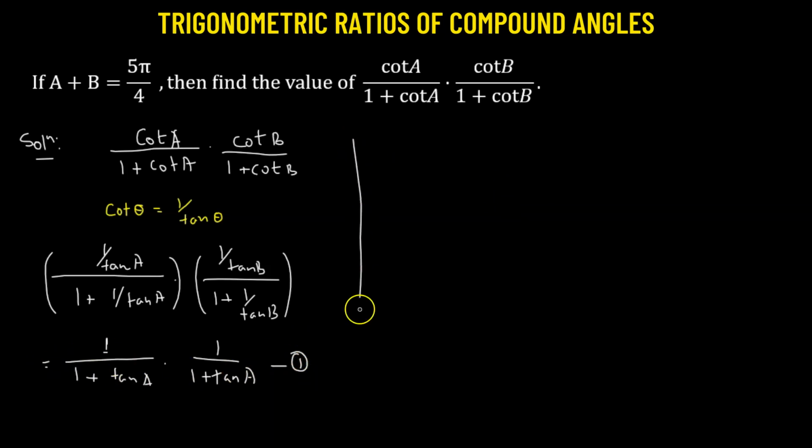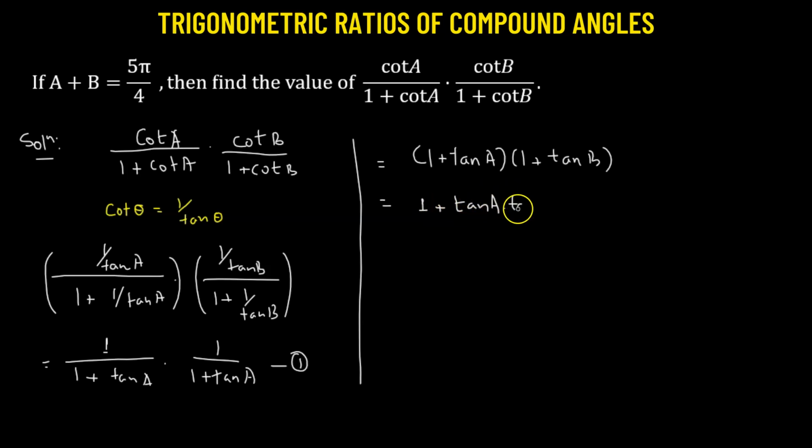So before doing that, let's try to only find out the product of the denominators. That's 1 plus tangent of A multiplied to 1 plus tangent of B. Fine, let's use this. So this will be equal to 1 plus tangent of A times tangent of B plus tangent of A plus tangent of B after multiplication.